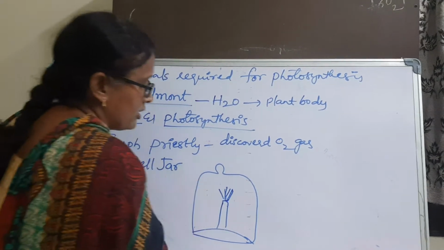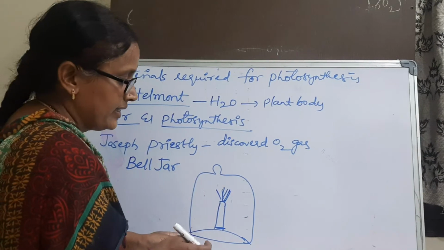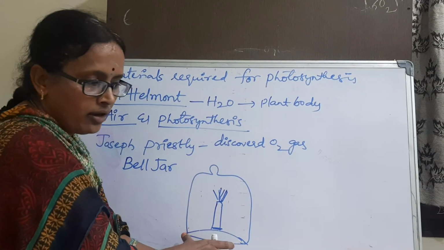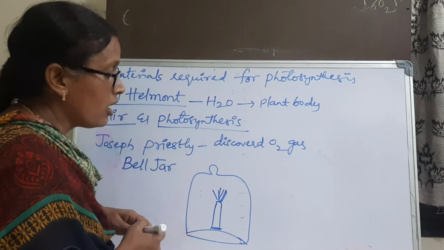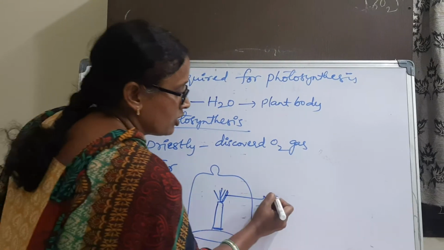So put a burning candle. First he took a bell jar. He lit a candle, and on that he put the bell jar. He observed that after some time, what happens? The candle turned off.